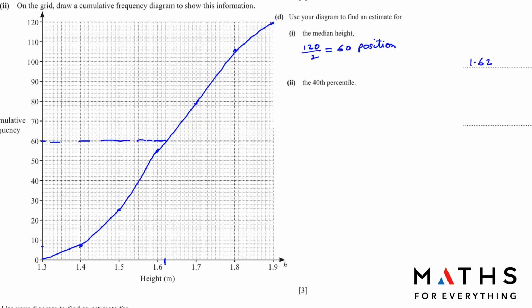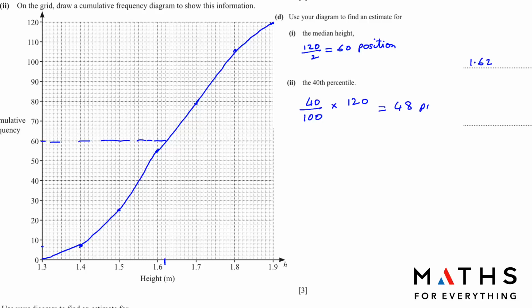Next, we want to find the 40th percentile. Whenever you want to find a percentile, you will write 40 over 100 multiplied by 120. So we divide by 100 and multiply by our frequency, which is 120. And we will get 48.